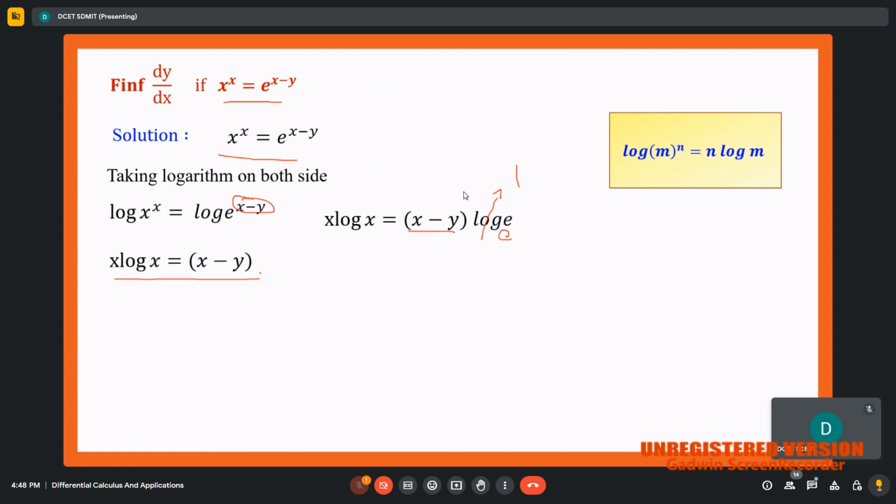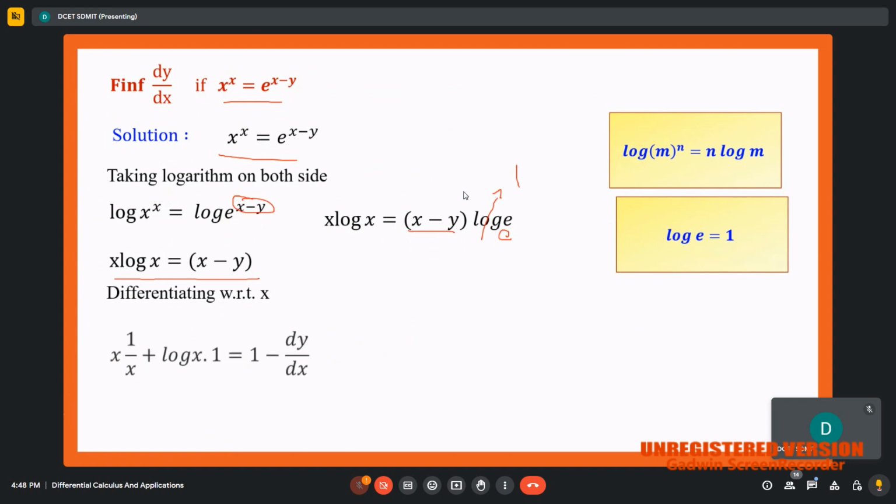Now we are differentiating this one with respect to x. When we are differentiating with respect to x, what are we getting? X is kept constant. What is the differentiation of log x? Differentiation of log x is 1 by x. Plus log x is kept constant. Differentiation of x is what? 1. This is equal to differentiation of x is 1 minus what is the differentiation of y with respect to x? Dy by dx.